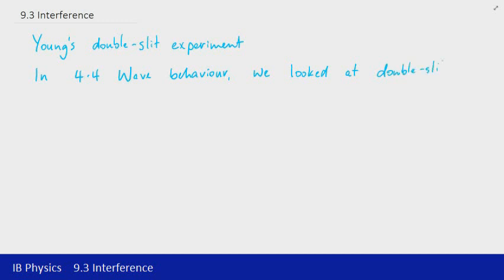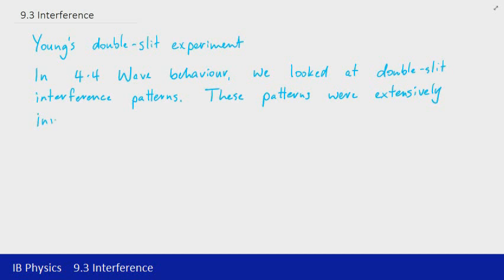When we looked at Young's double slit experiment, we looked at a couple of equations that were relevant, and we also looked at the interference patterns that were produced. Those interference patterns were first explored by Young, and they helped improve our understanding of what light actually is and how light behaves. It also helped to settle an argument in the scientific community at the time, whether light was a wave or consisted of particles.